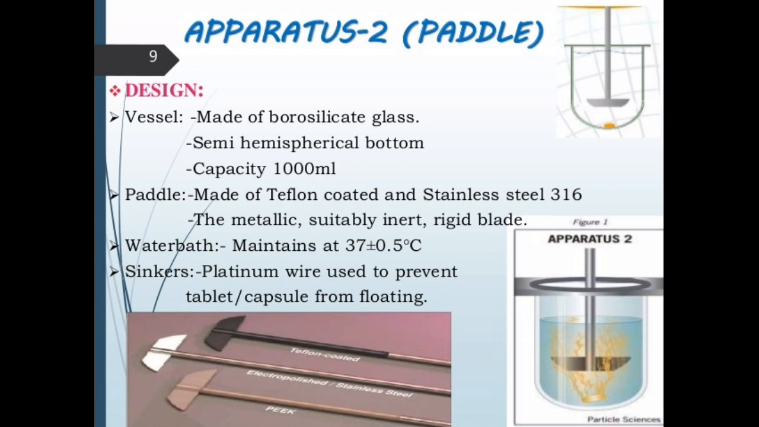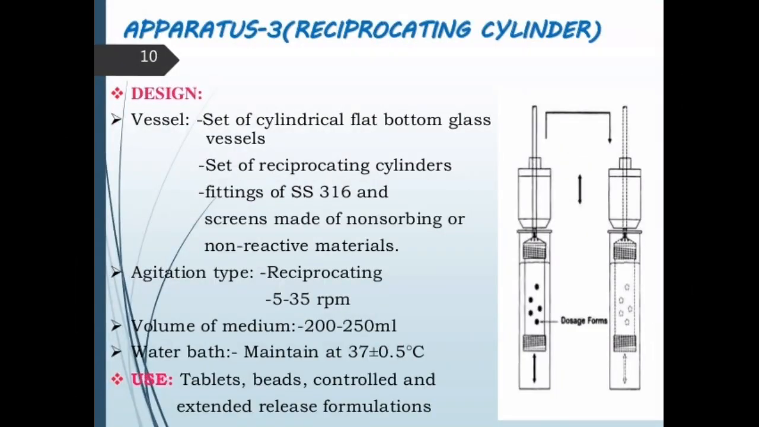Type 2 apparatus is the paddle type. It is made up of borosilicate glass with a semi-hemispherical bottom. Capacity is 1000 ml. The paddle is made up of Teflon and stainless steel grade 316, a metallic, suitably inert, rigid plate. The water bath is maintained at 37 plus or minus 0.5 degrees centigrade, and formulations such as tablets, orally disintegrating tablets, chewable tablets, capsules, and controlled release products are evaluated using the type 2 paddle apparatus.